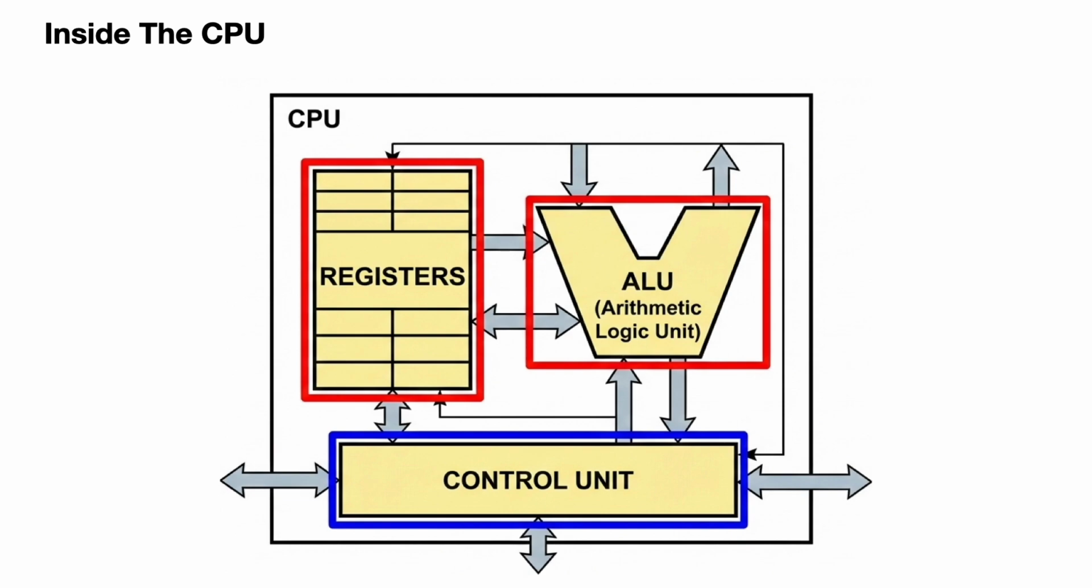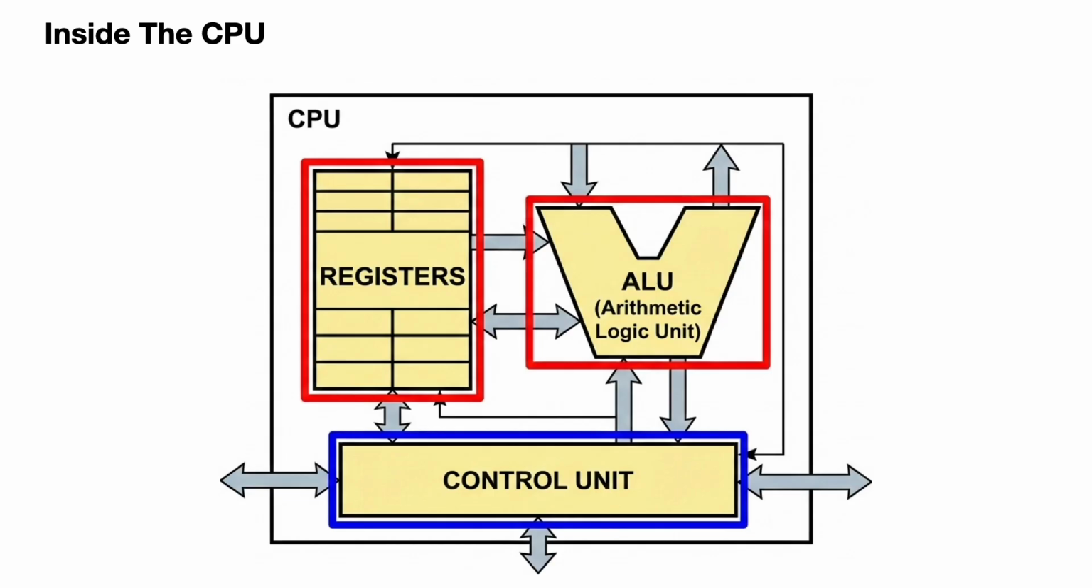Inside the CPU. Okay, the file is ready. We load it into memory. What happens inside the CPU? The CPU is made of three main parts you need to care about. Registers, tiny, ultra-fast storage slots; the ALU, the calculator that does math; and the control unit, the traffic cop telling data where to go.